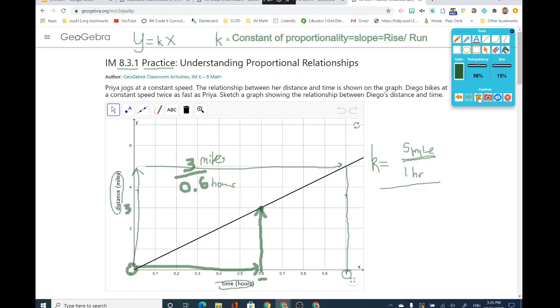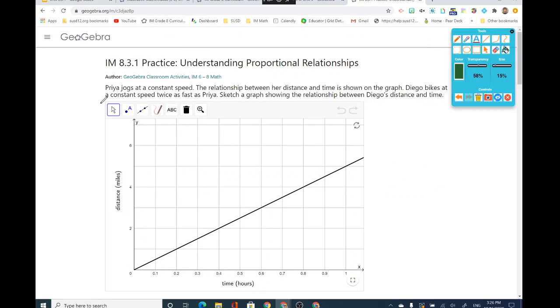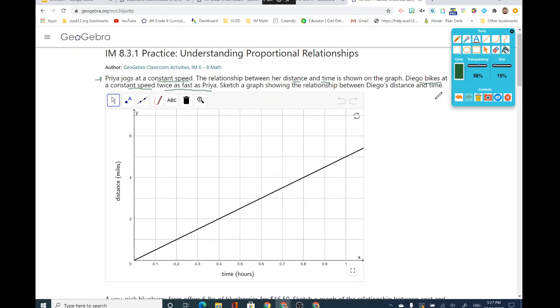Okay, let's get started and let's read the directions. Priya jogs at a constant speed. There you go, constant speed. The relationship between her distance and time is shown in the graph. Diego bikes at a constant speed, twice as fast as Priya. Sketch a graph showing the relationship between Diego's distance and time.